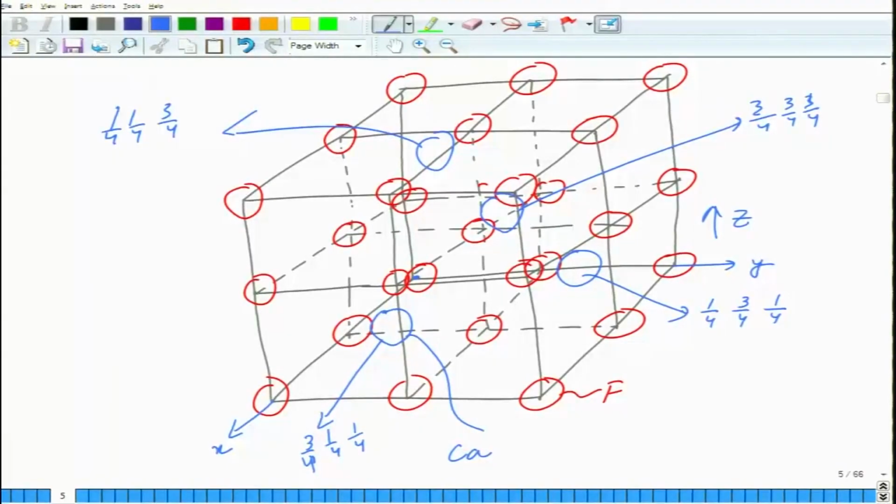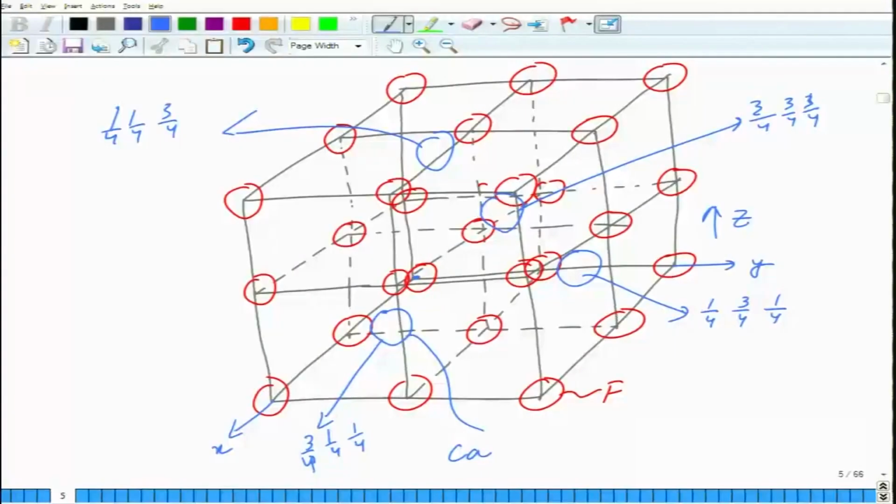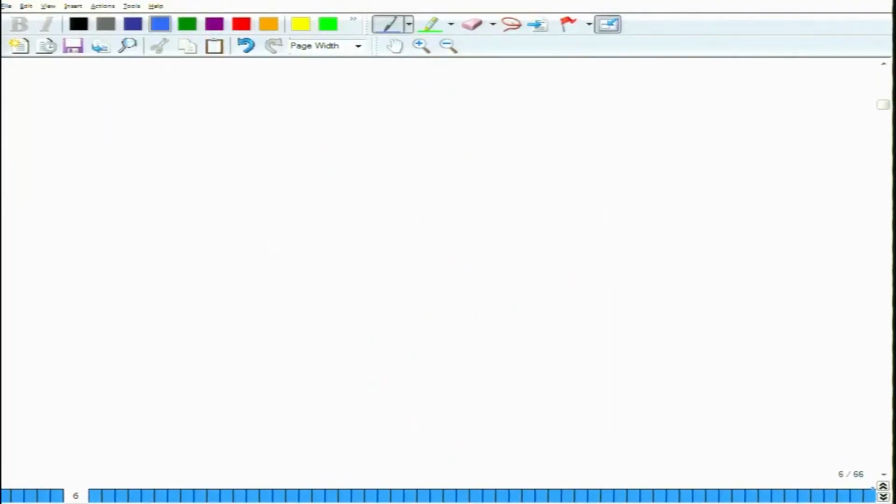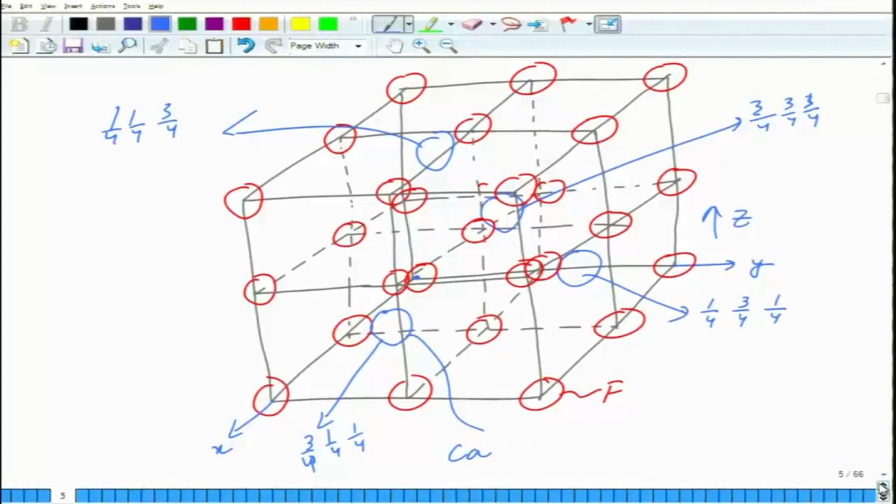Now, you can see that each fluorine is coordinated by 4 of calcium and each calcium is coordinated by 8 of fluorine. So, this is how the coordination will go, and you can see that only half of the tetrahedral voids, or cubic voids, are occupied there. Since there are 8 cubes, only half of the cubes are filled. So, only half of the cubic sites are filled, all right.